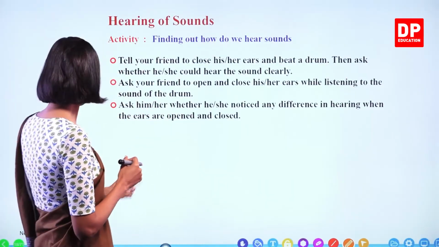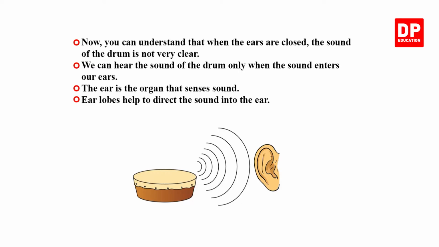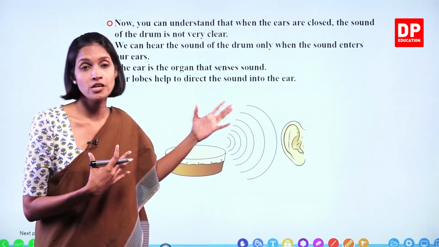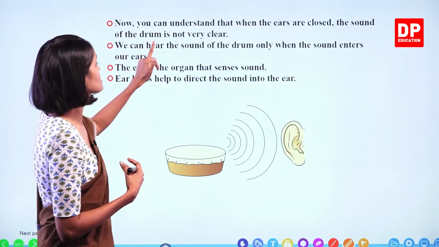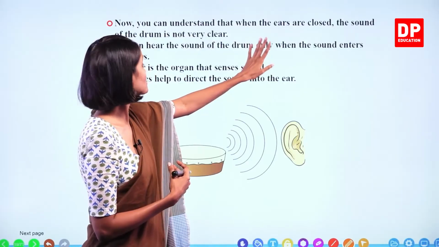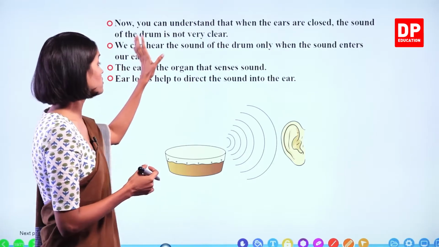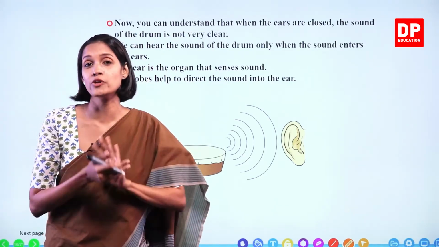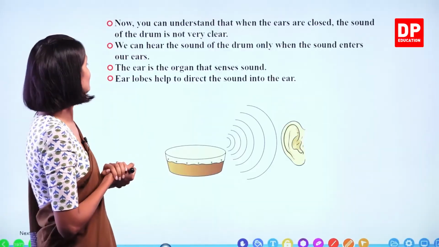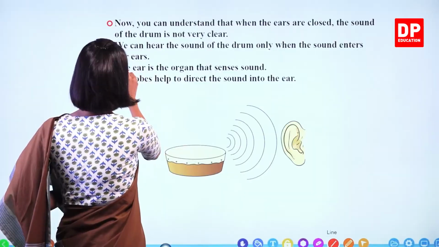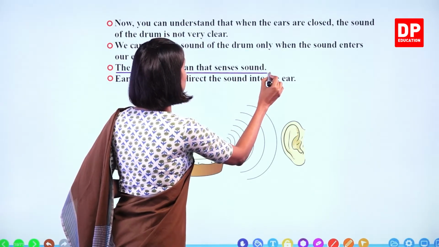Okay, children? We'll move on to the next. Now you can understand that when the ears are closed, the sound of the drum is not very clear. The drum or any other sound that you were listening to. We can hear the sound of the drum only when the sound enters our ears. Right? So if the sound doesn't enter your ears, you cannot hear. Okay, children? The ear is the organ that senses sound.